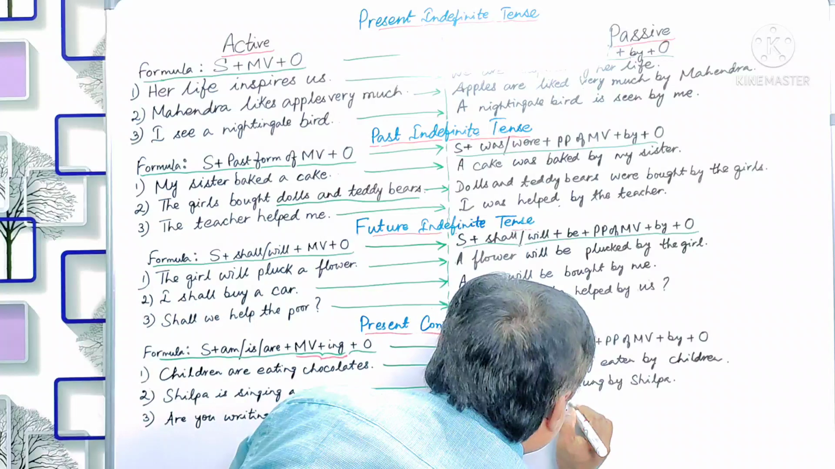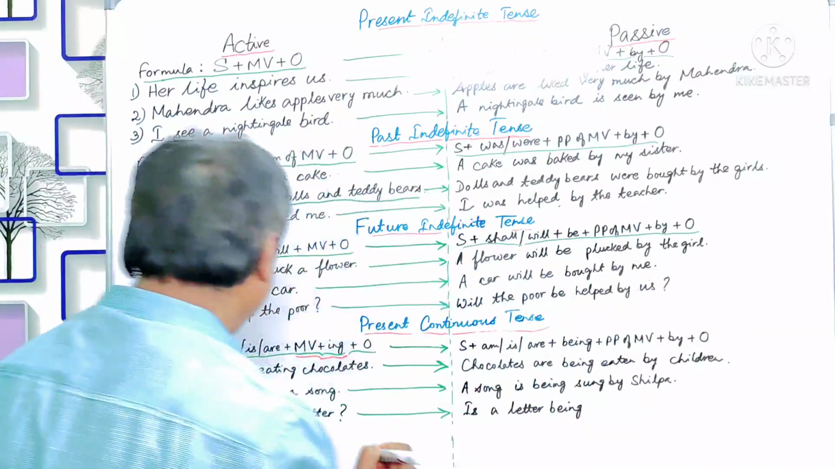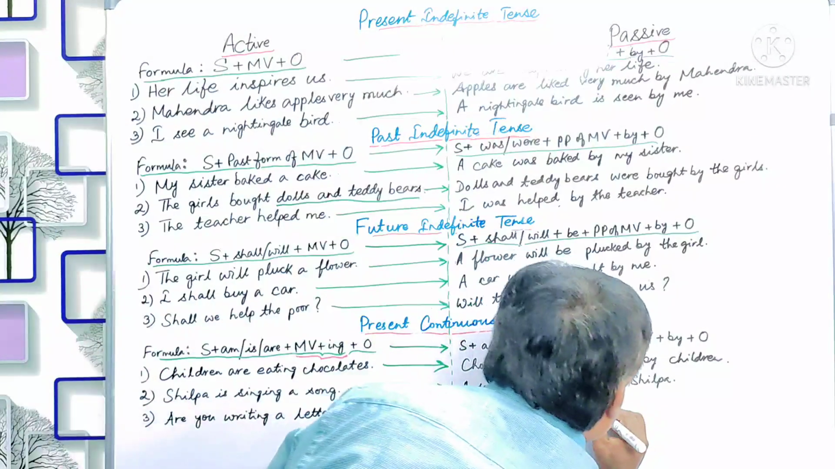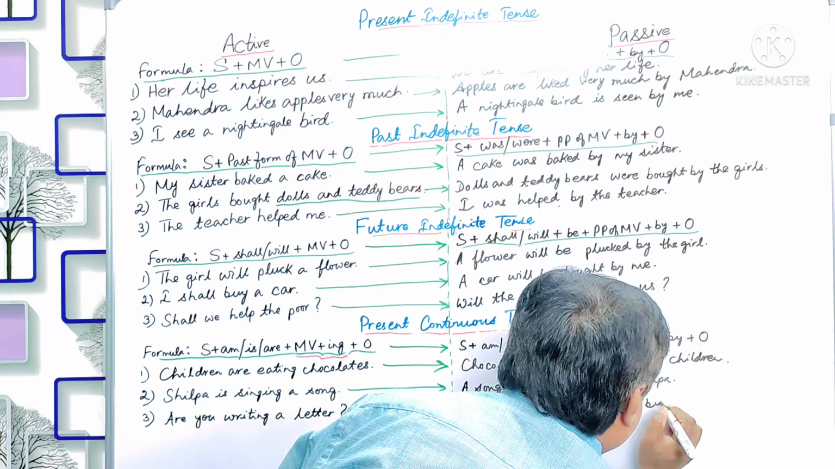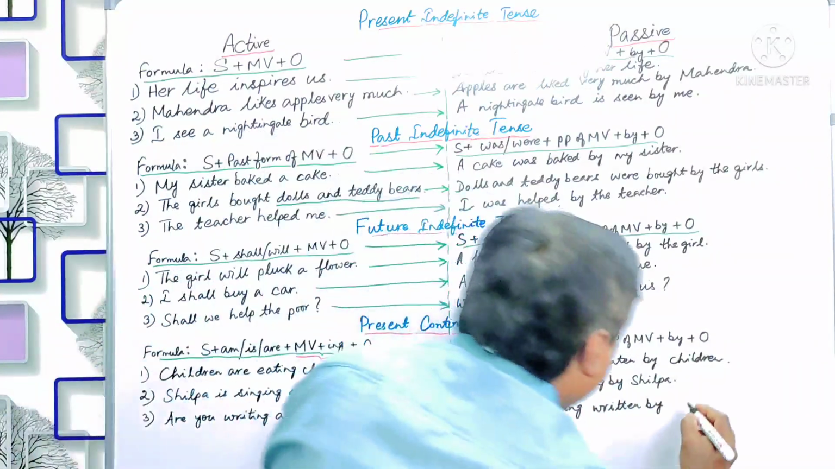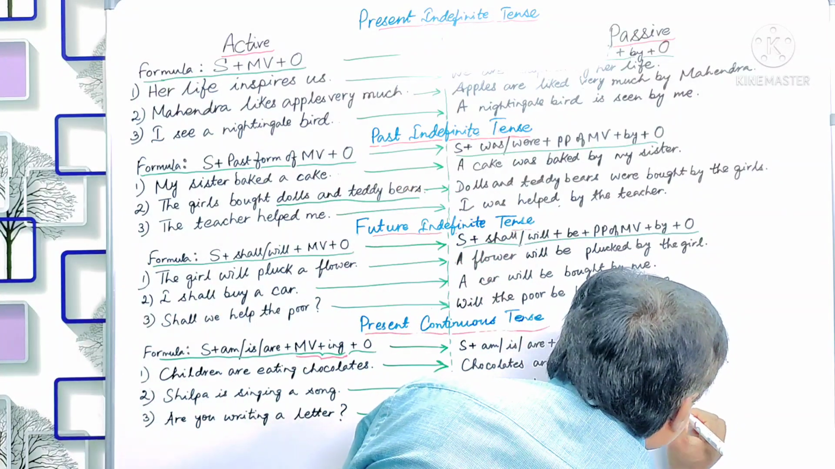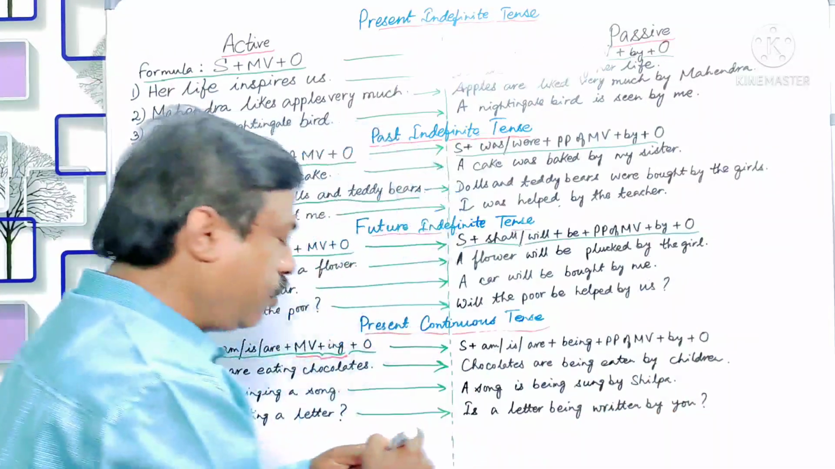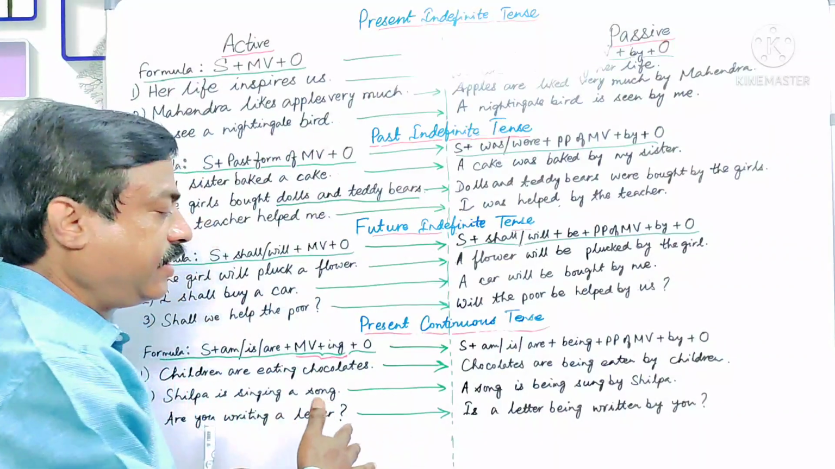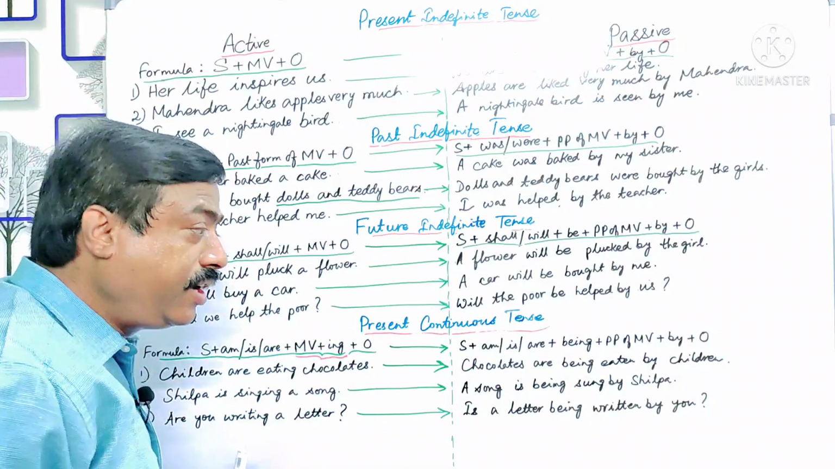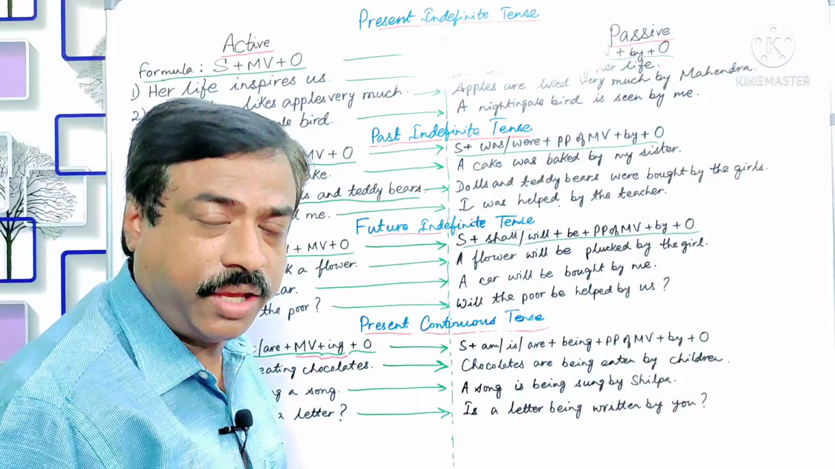then being, the write is the main verb, write, wrote, written, written by you. There is no change for you, you remains as you only in the passive voice. So the sentence is: Is a letter being written by you?